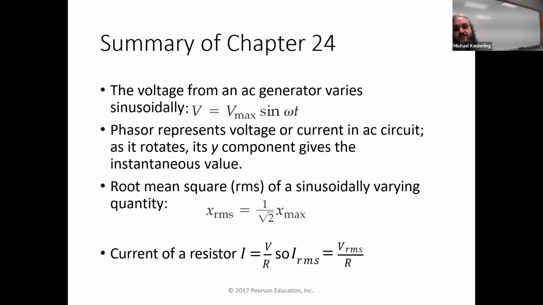And chapter 24 is about AC circuits. So the voltage from an AC generator will vary sinusoidally. It will be some voltage maximum times the sine of omega t. To represent that voltage, we could draw a phasor, which represents voltage or current in an AC circuit as it rotates. And its y component gives the instantaneous value of voltage or current. And the root mean square of a sinusoidally varying quantity is 1 over square root of 2 times the maximum value. The current of a resistor is voltage over resistance. So the current root mean square is voltage root mean square over resistance.